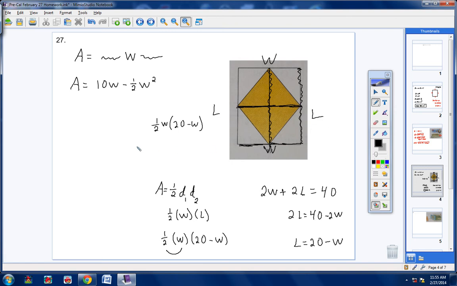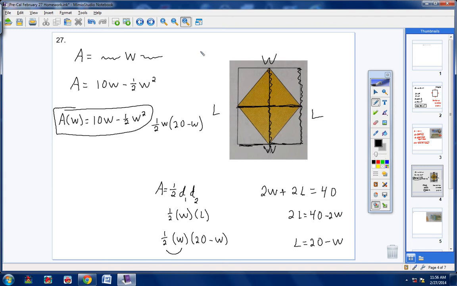Now, it looks like we've accomplished our goal. They asked us to write the area of the rhombus as a function of its width, or as a function of W, and we did it. There it is. Now, the only thing left to do, and I am going to require this, is I want you to write it in functional notation. So I have an A here, W's over here, so A of W equals 10W minus 1/2 W squared. There we go. We did it. We wrote the area of the rhombus as a function of the width.